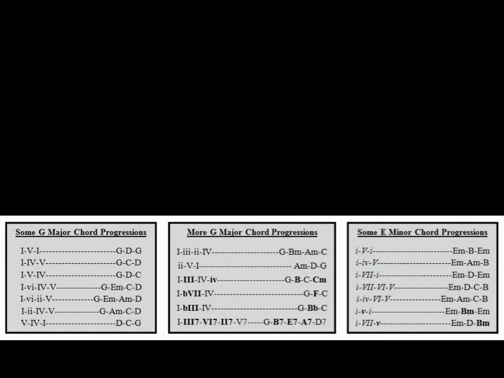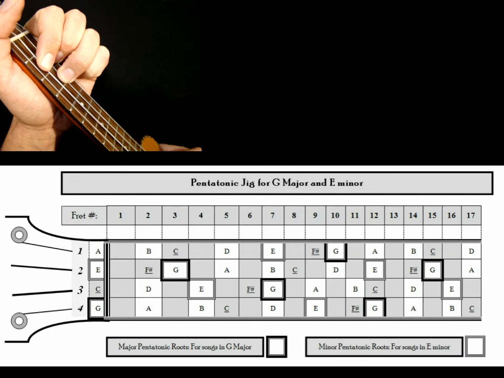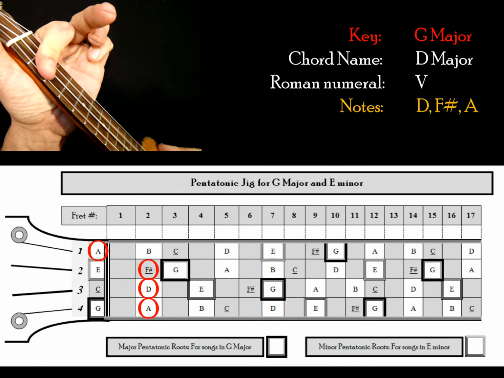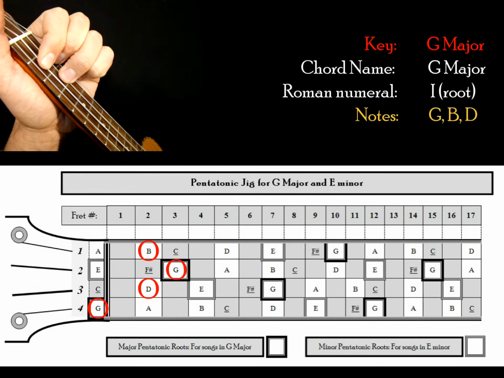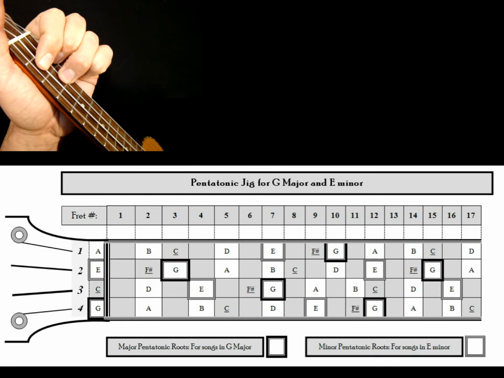Okay, if we look again on the chord progressions boxes at a 1-4-5 progression, this is a real common progression in music, and you'll see in the key of G major, this is G major, C major, D major. So if we look on the pentatonic jig and see how those notes would look, you'll see we have G major, C major, D major, and back to G major. So you'll see that's a real common progression and a real important one to know.